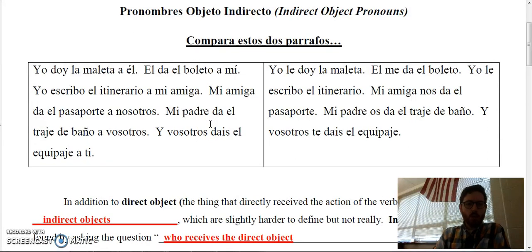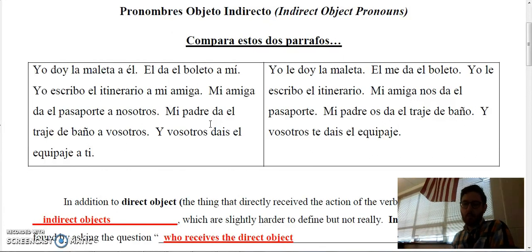It goes, yo doy la maleta a él, él da el boleto a mí, yo escribo el itinerario a mi amiga, mi amiga da el pasaporte a nosotros, mi padre da el traje de baño a vosotros, y vosotros dais el equipaje a ti.